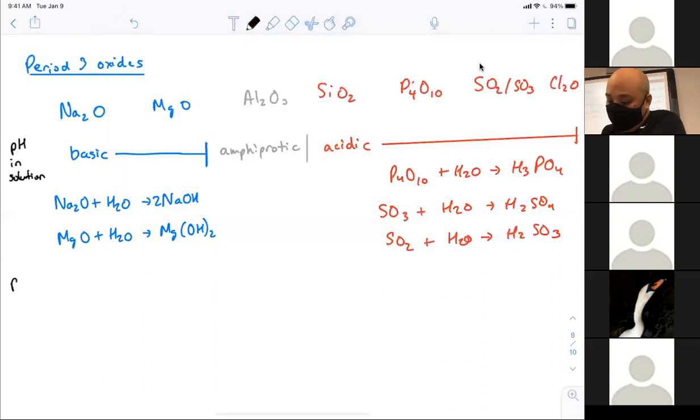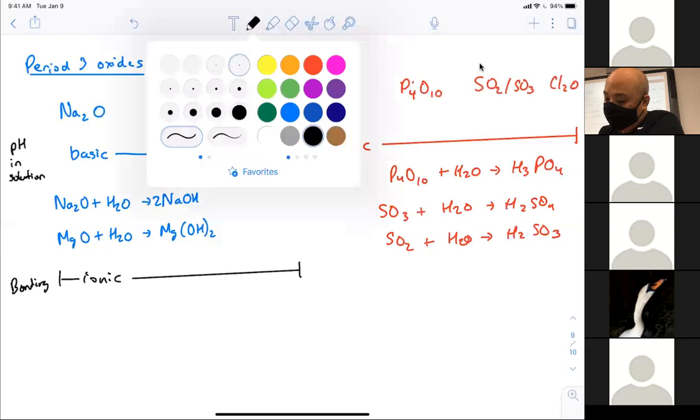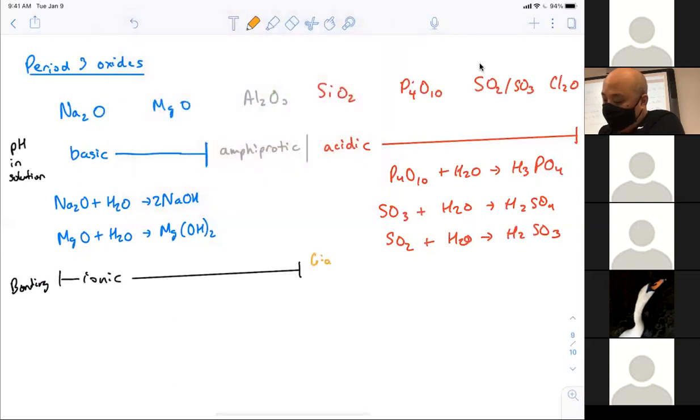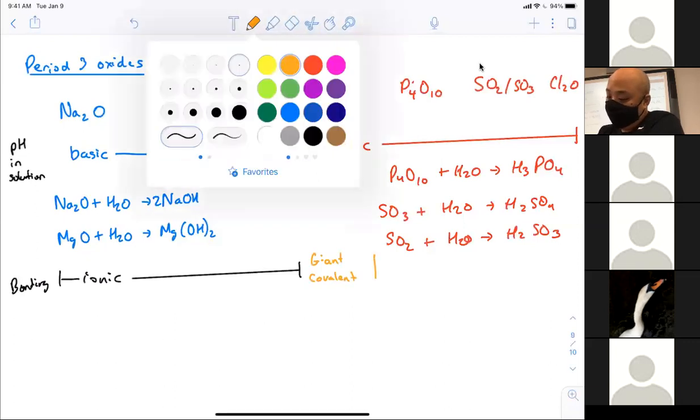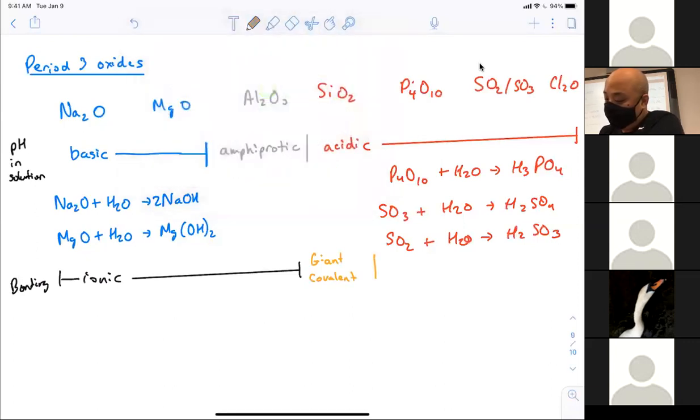Okay. Bonding. Ionic. Giant covalent, which is SiO2. And then covalent the rest of the way.